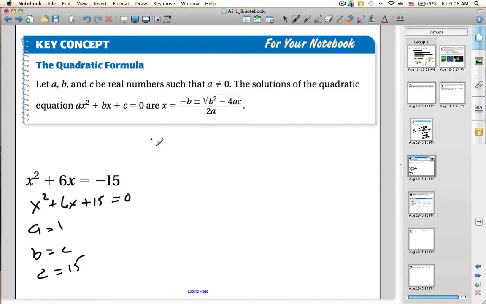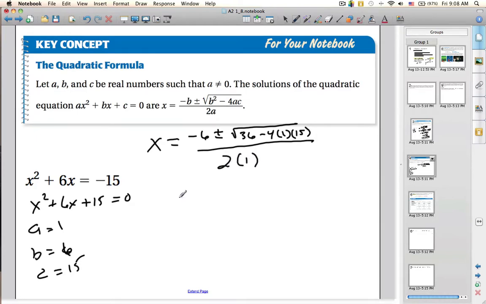So when I plug those in, I'll have x is equal to the opposite of b. I'm sorry, this is 6. The opposite of 6 plus or minus the square root of 6 squared, which is 36, minus 4 times a times c, all over 2 times a.